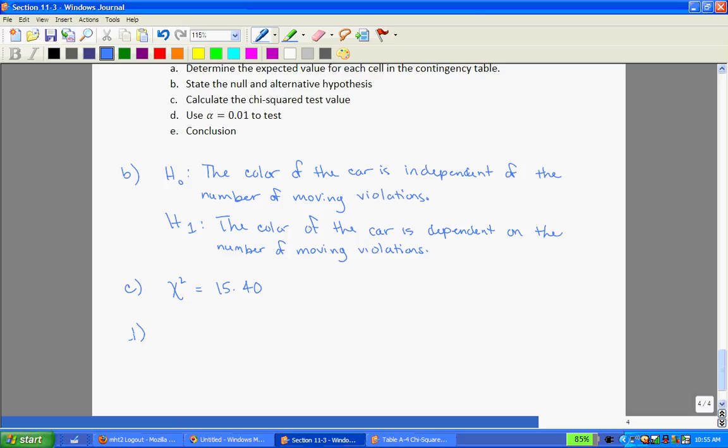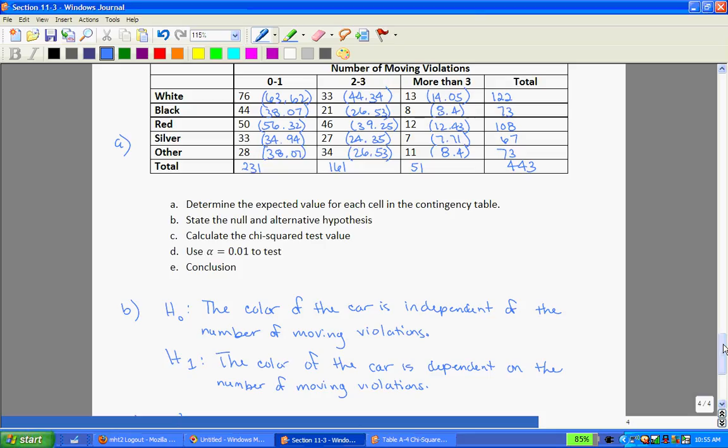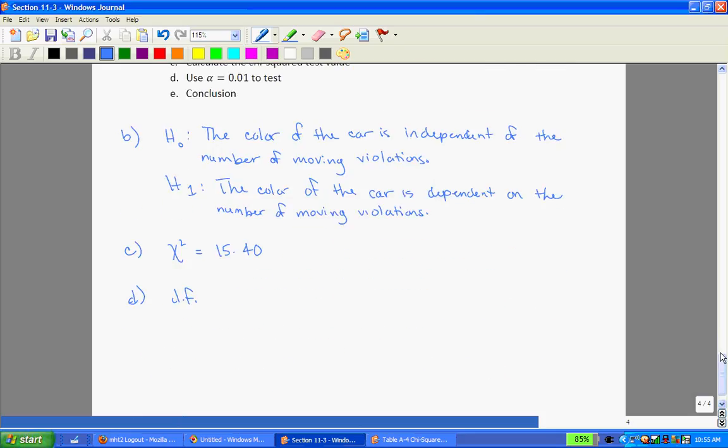For part D, we are going to use alpha equal to 0.01 to test, so I need to get my degrees of freedom here. Remember, the degrees of freedom are the row minus 1 and the column minus 1. But we have how many rows? 1, 2, 3, 4, 5 rows, so that's 5 minus 1, and 3 columns, so 3 minus 1, which ends up being 4 times 2, so my degrees of freedom are 8.